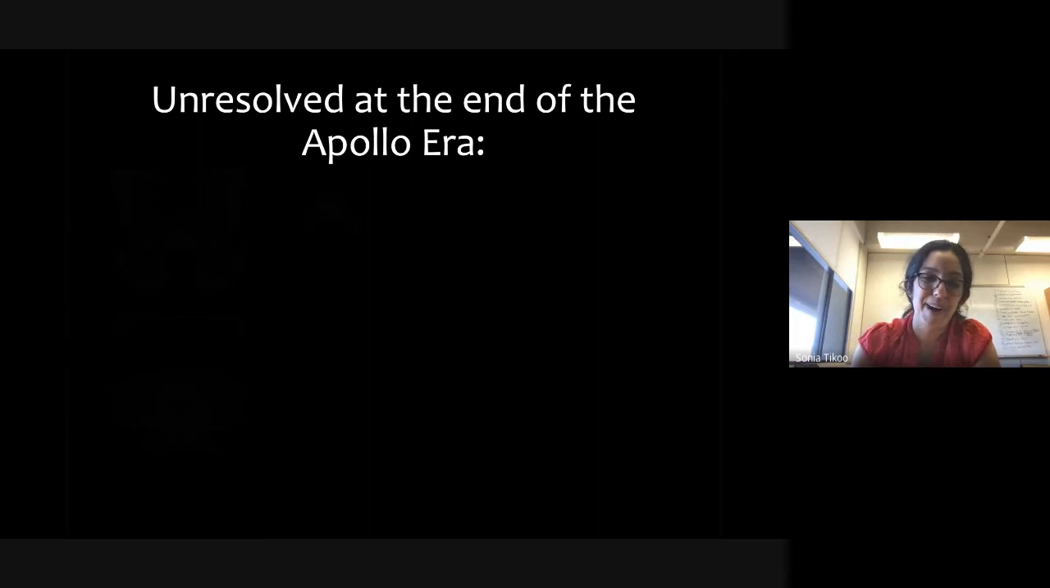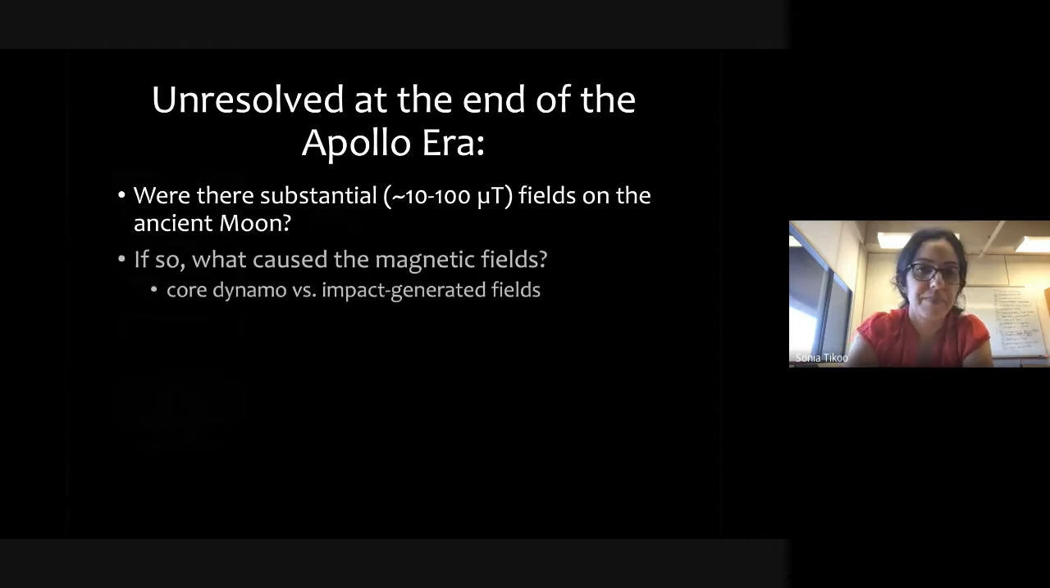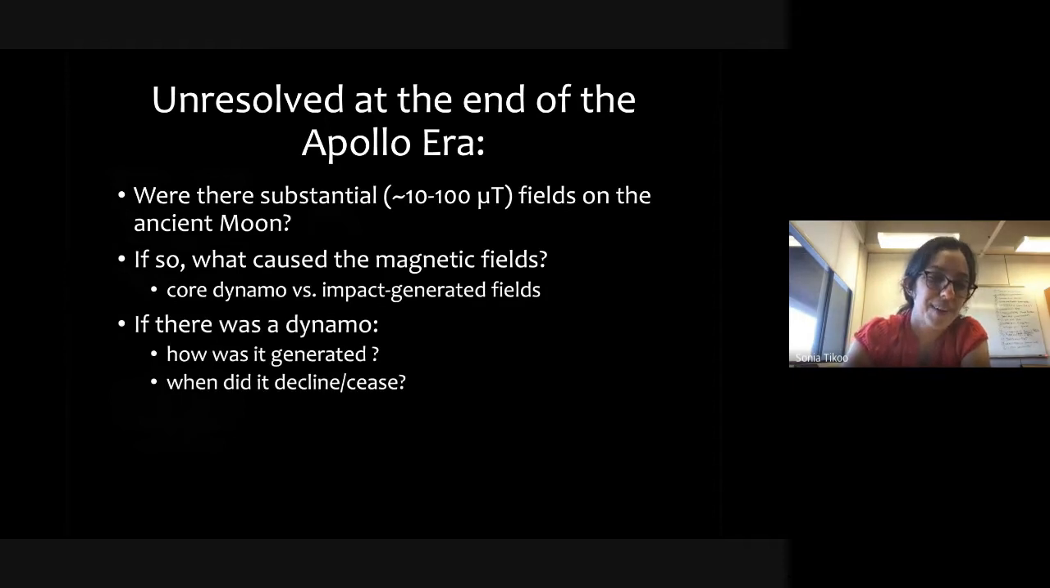Unresolved at the end of the Apollo era were these questions. Were there actually substantial 10 to 100 microtesla fields on the ancient moon, or could some of those data points be contamination from terrestrial sources somehow? If these are real, what actually caused the magnetic fields? Were they a core dynamo or were they impact generated fields? We're leaning now towards the core dynamo hypothesis. And then if there was a dynamo, how was the dynamo generated and when did the dynamo decline and ultimately cease?